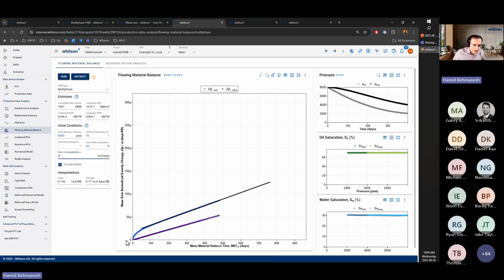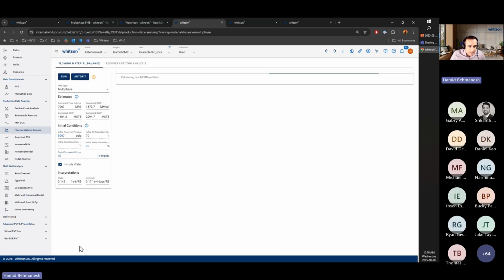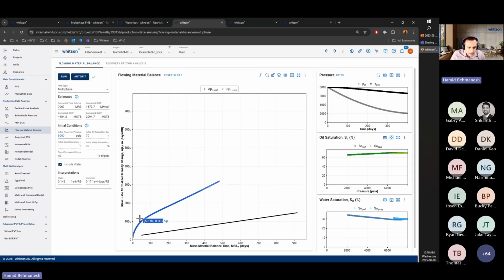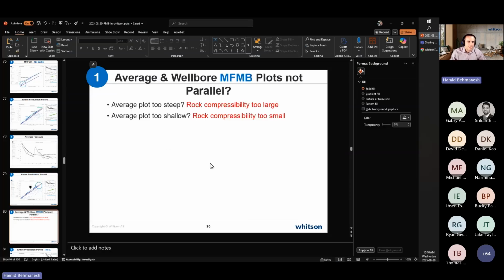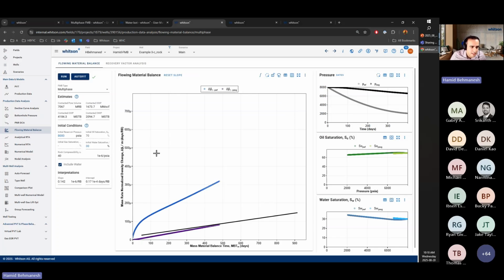Now, for the sake of exaggeration, I'm going to artificially bump up the rock compressibility to 40 and run this again. You see the data are presenting a different slope, right? So they are not consistent. The message here is whether they are parallel or not, and this is the conclusion from that. You can test it yourself, and vice versa.